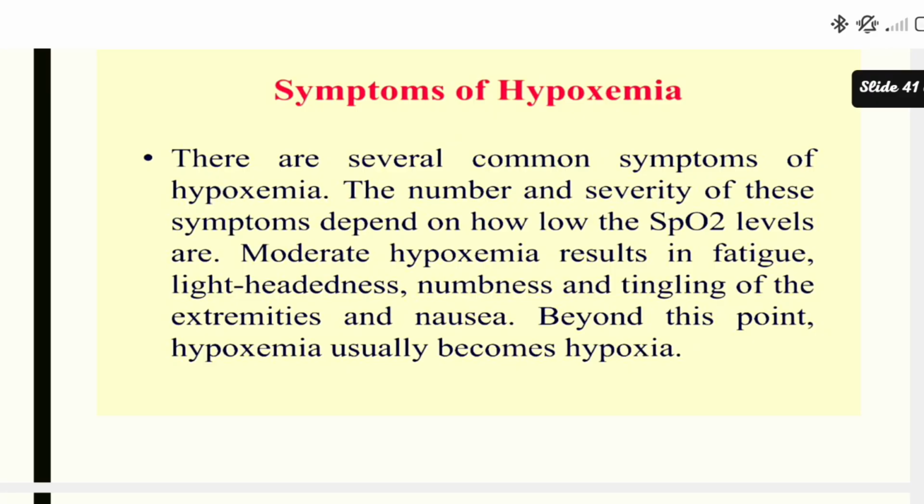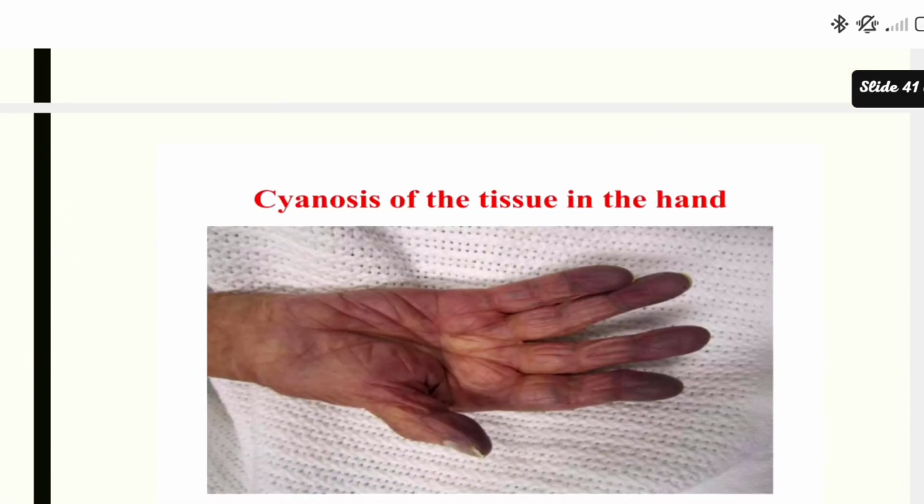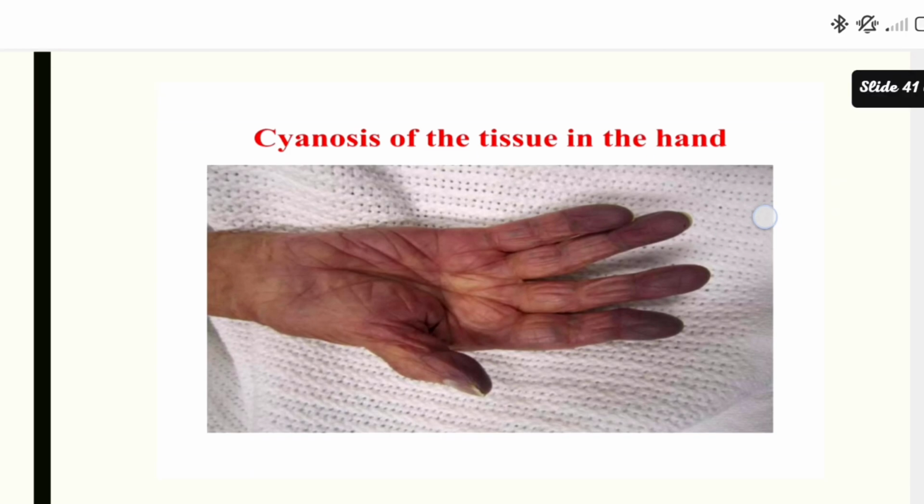And symptoms of hypoxemia: if your body is not getting the right amount of oxygen, then you can suffer from hypoxemia. Hypo means less, emia means blood. If oxygen is less in the blood, then you call it hypoxemia, right? Hypoxia means less oxygen in the tissue, hypoxemia means less oxygen in the blood, okay. And this is the condition when your body is not getting the right amount of oxygen, then we suffer from cyanosis, meaning bluish discoloration of the body, right?